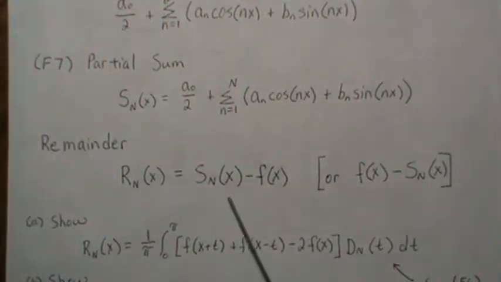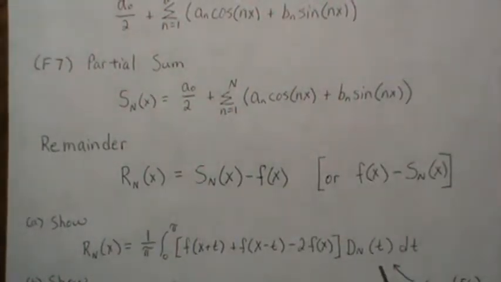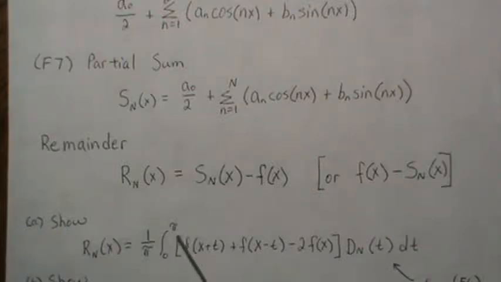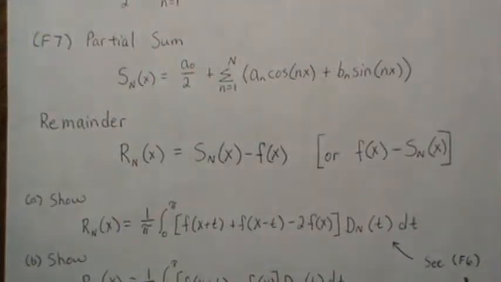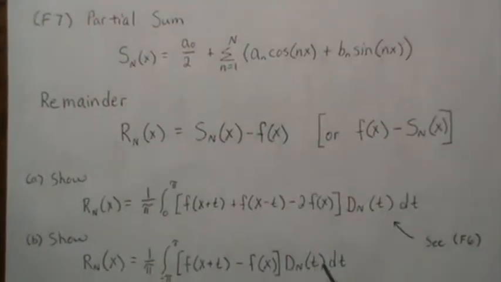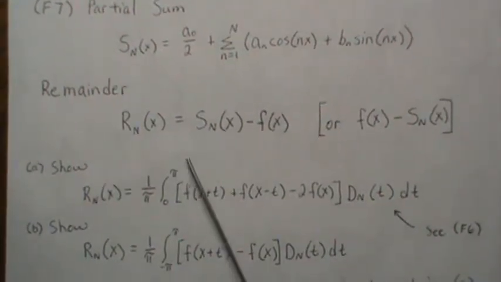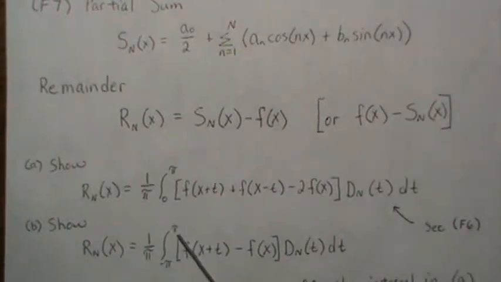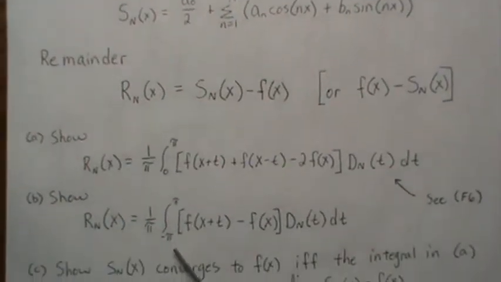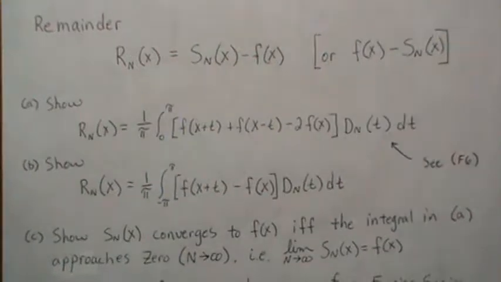First one is that this remainder can be written as this integral from 0 to pi, where Dn of t is as in video 6, which is the Dirichlet series that we looked at. So this is a Dirichlet kernel. In part B, we're going to show that this remainder can be written like this, where it's an integral from negative pi to pi.